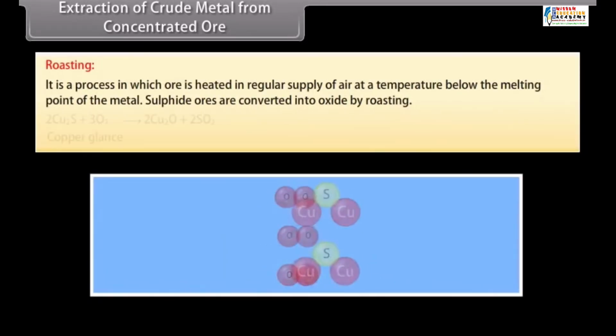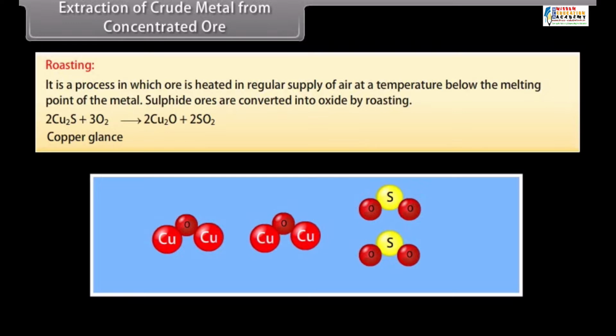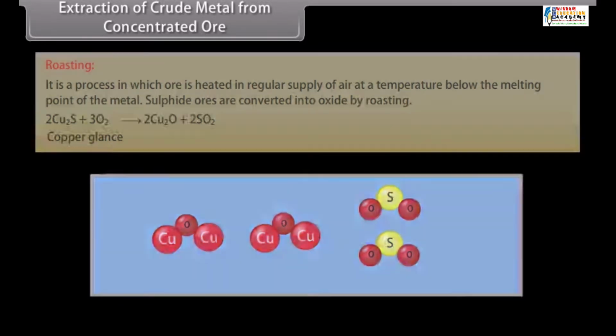Roasting. It is a process in which ore is heated in regular supply of air at a temperature below the melting point of the metal. Sulfide ores are converted into oxide by roasting.